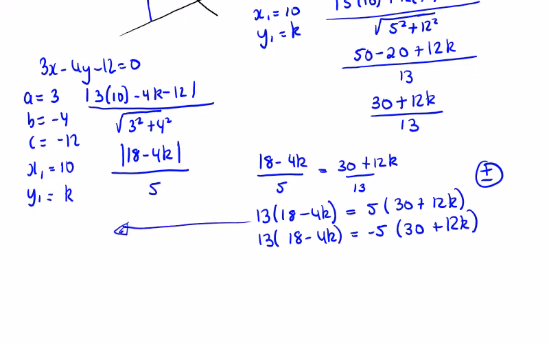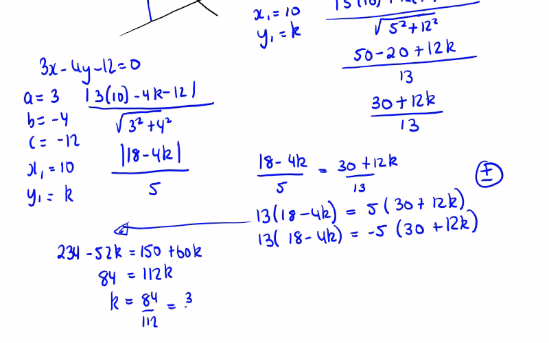13 by 18 is 180 and 54. So 234 - 52k is equal to 150 + 60k. So bringing the 52 to the right, I'm going to get 112k, 60 plus 52. And I'm going to get 84 on the left, 234 minus 150. Now, there's 28 in the difference, and 28 threes are 84. So that would have to be k is equal to 3/4. 84 over 112 is 3/4.